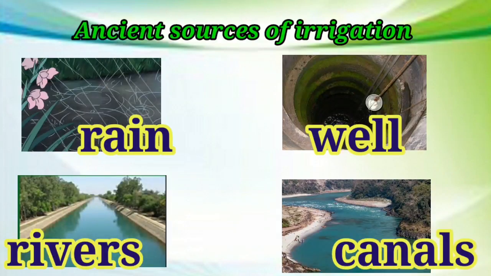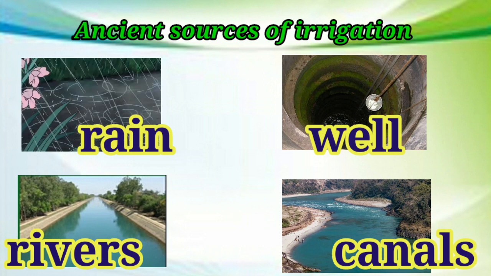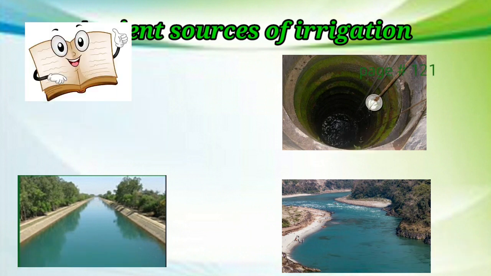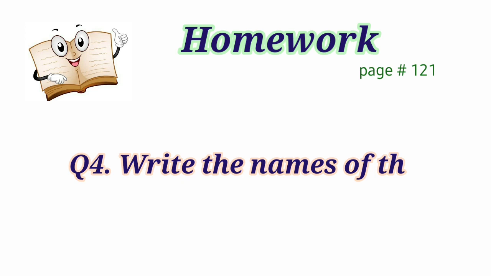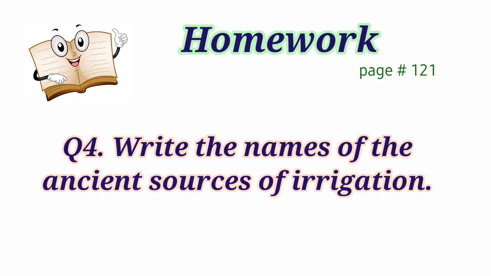Dear students, today we have talked about ancient sources of irrigation: rain, well, rivers and canals. Now it's your homework time. On page number 121 in your textbook, there is question number 4. Write the names of the ancient sources of irrigation. Dear children, today you have learnt about it. So, write the answer beautifully in your notebooks.